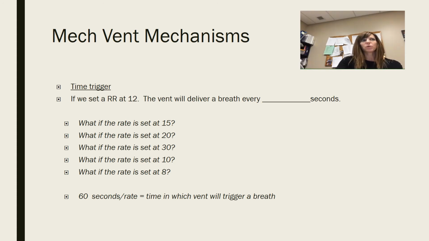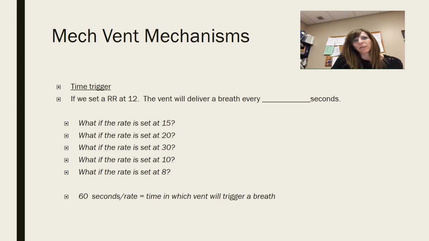Okay, so what you do is, let's say you have a respiratory rate set at 12. The vent will deliver a breath every 5 seconds. How do I know that? Well, there are 60 seconds in a minute, and they're going to get 12 breaths in that minute. So I take 60 divided by 12, and you get 5. That means that every 5 seconds, the ventilator will trigger a breath or start a breath.